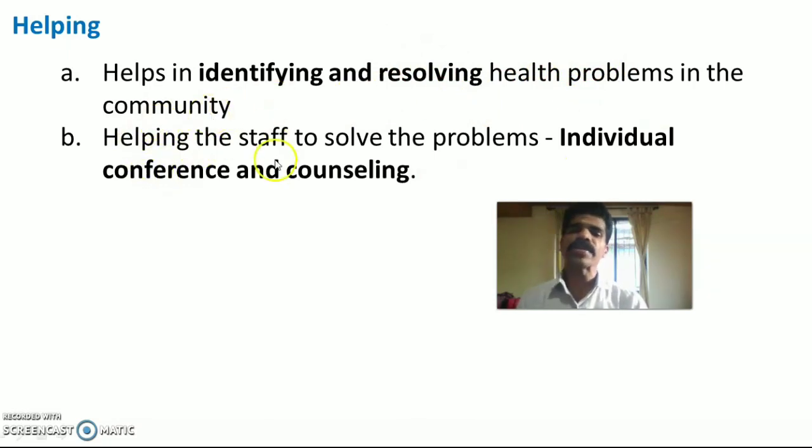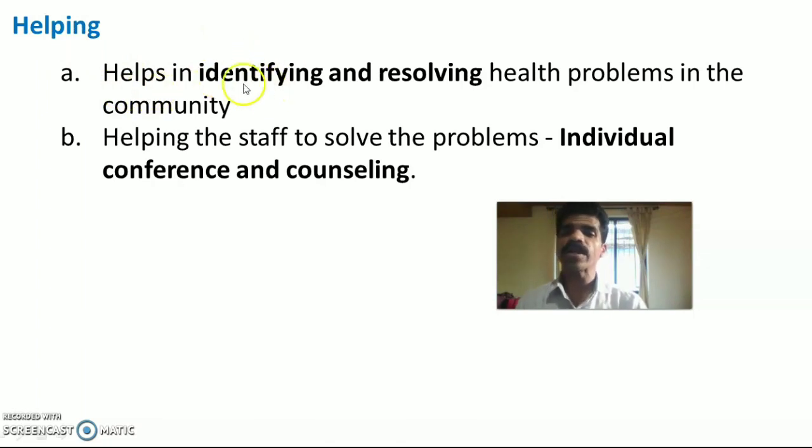Then second is helping the staff or health personnel or subordinates to solve both professional and personal problems through individual conference, group conference and various counseling sessions. So the last supervisory administrative function at PHC is helping.